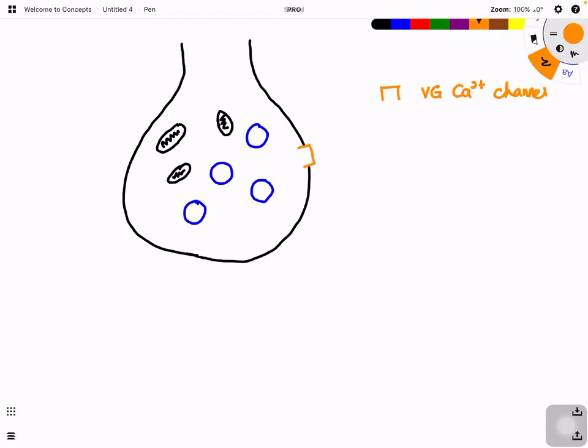In this vesicle, they contain a lot of neurotransmitter. One example neurotransmitter is acetylcholine, ACh in short form. Then they have a lot of mitochondria.